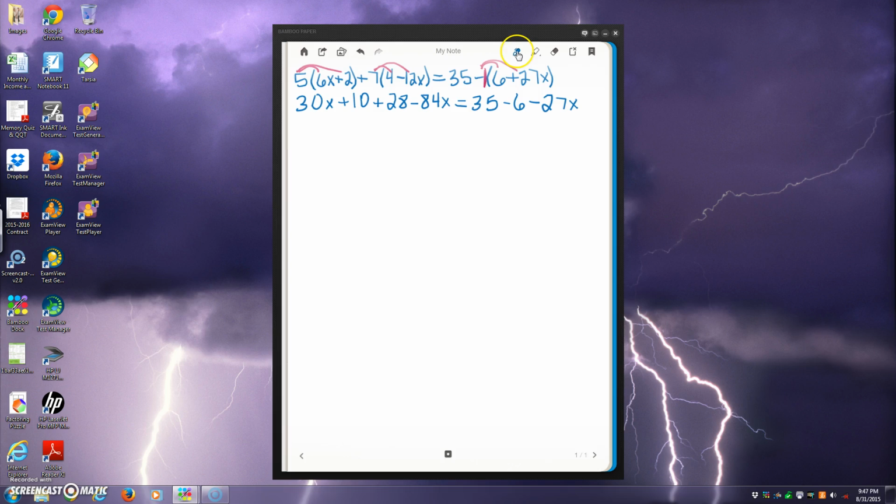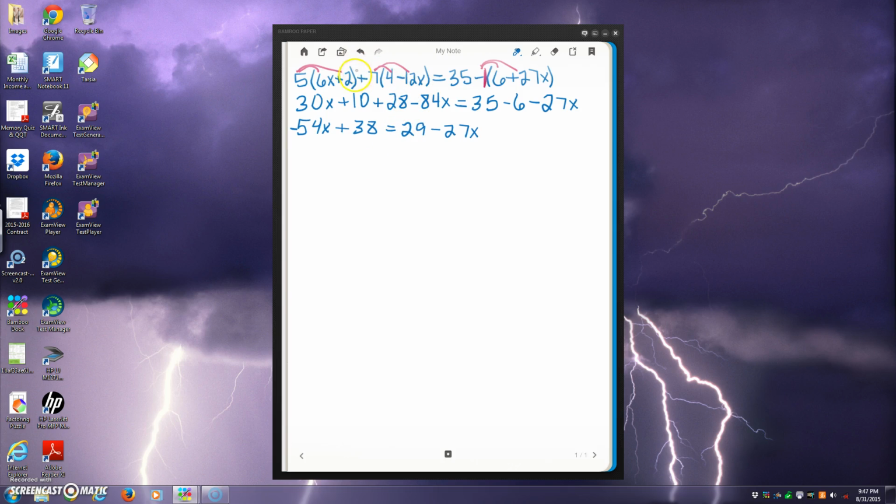From here, it's just a matter of keeping yourself organized. What I would do is clean up both sides by themselves first. So 30 minus 84, different signs, so it's really 84 minus 30, which is 54x, and since 84 is the bigger number, we keep its sign, so this is negative. Then 10 plus 28 gives us 38. On the other side, 35 minus 6 is 29, and we still have the negative 27x.